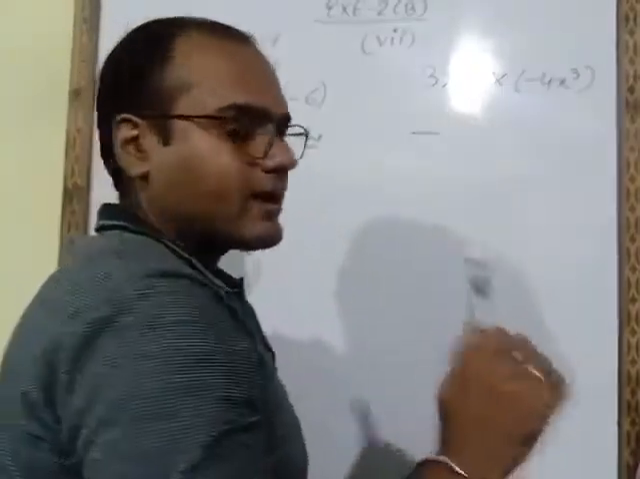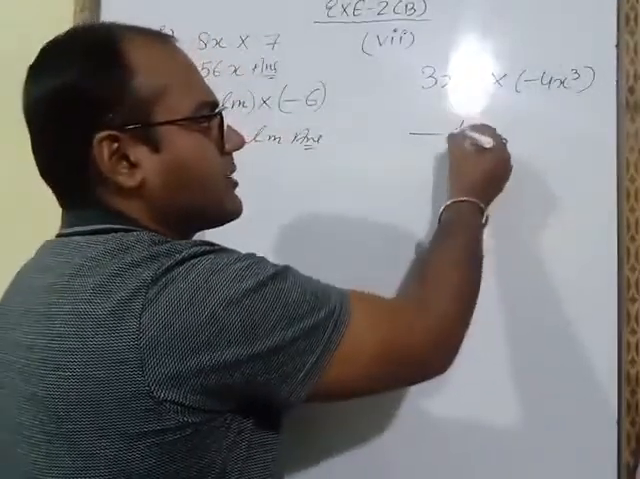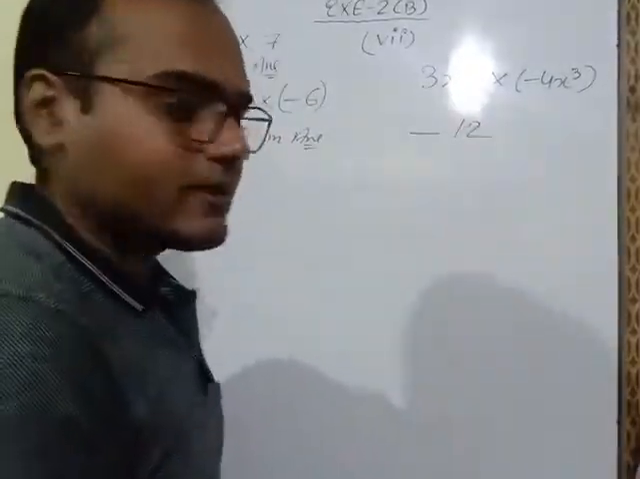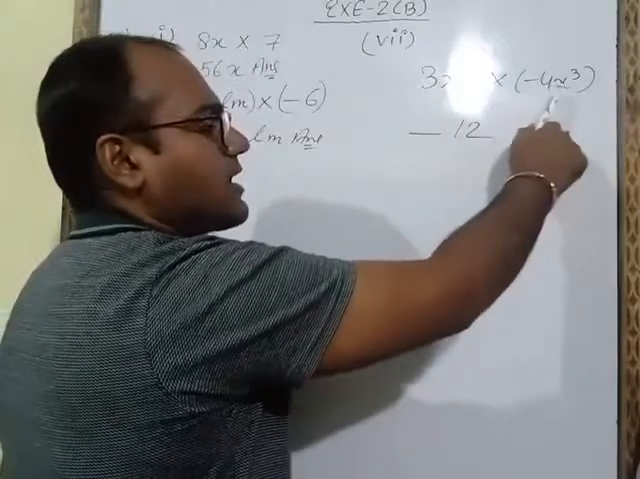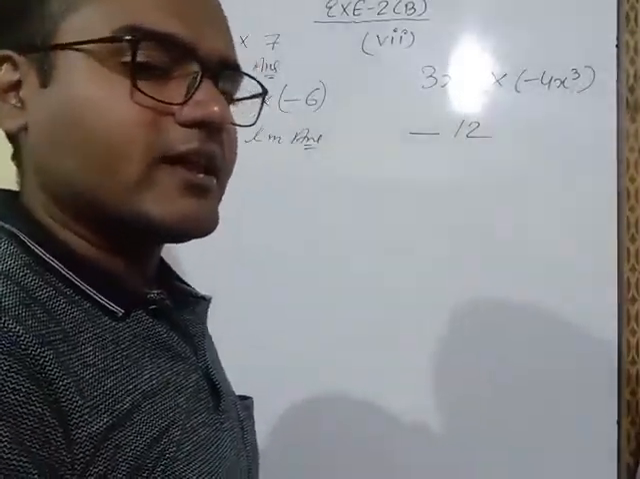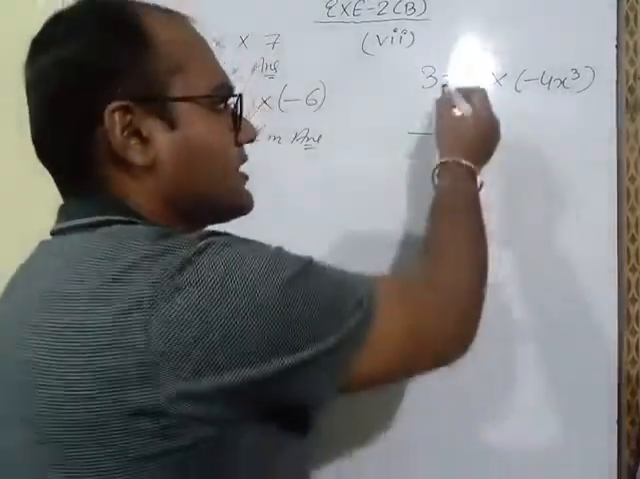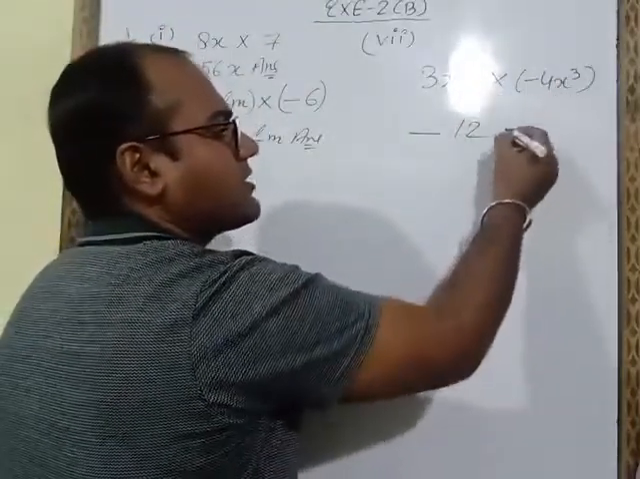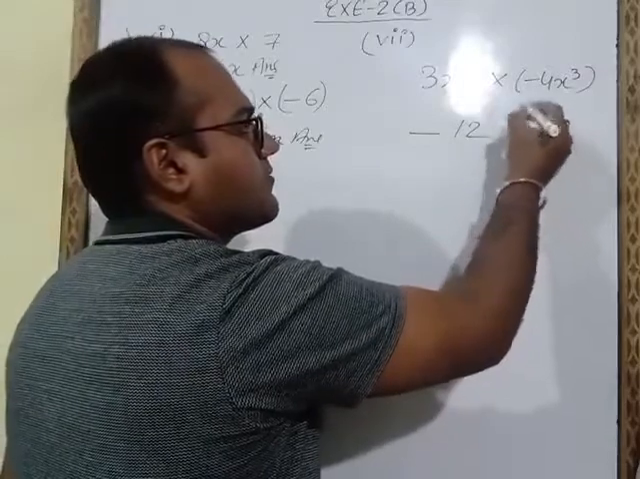Now we have to multiply the numbers. 3 multiply 4 will become 12. Now the alphabets. x square multiply x power 3. When we multiply the same alphabet, their powers get added. So x power 2 multiply x power 3, we will write as x power 5.